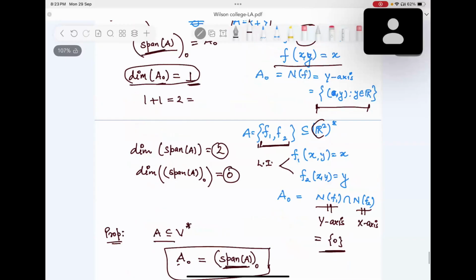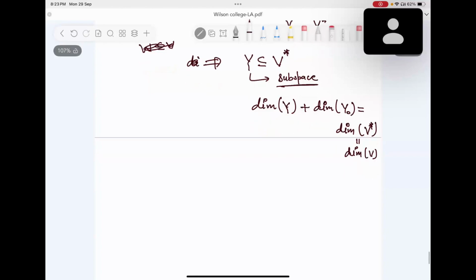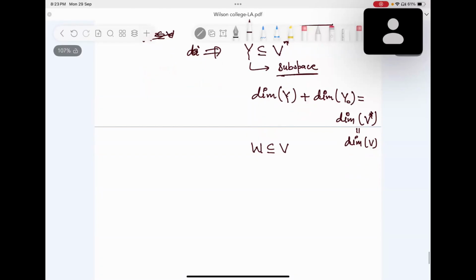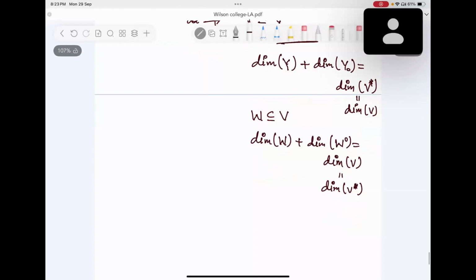So, dimension of Y plus dimension of Y annihilator is always equal to dimension of V star, which is actually equal to dimension of V. Similarly, if W is any subspace of V, then dimension of W plus dimension of W annihilator is always equal to dimension of V, and this is equal to dimension of V star. Okay, so these are two important properties.